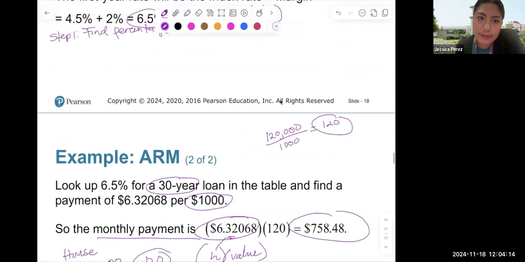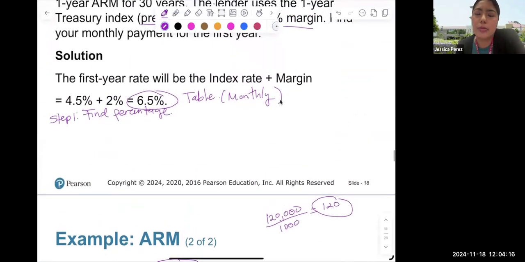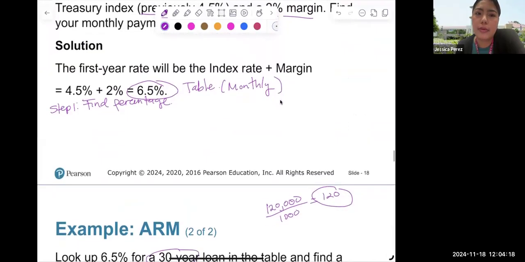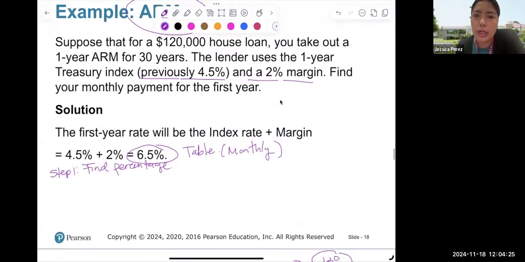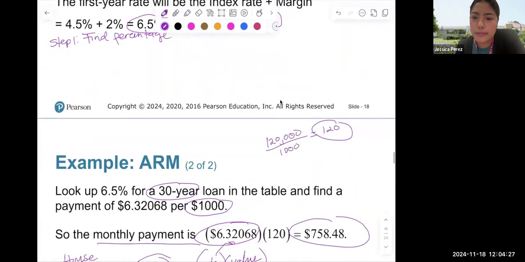But we first had to find the index plus the margin. That's the formula for the first year rate: index rate plus the margin. We had the index rate from the Treasury index, and the 2% margin.